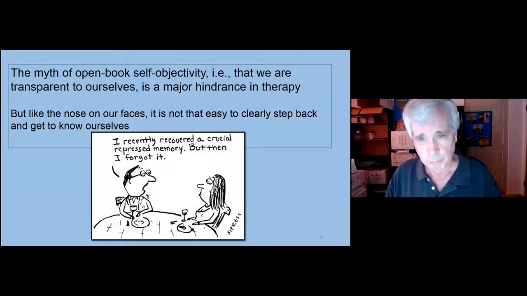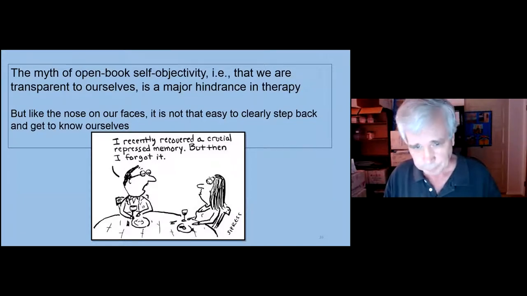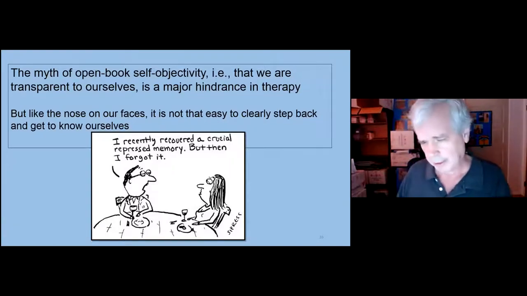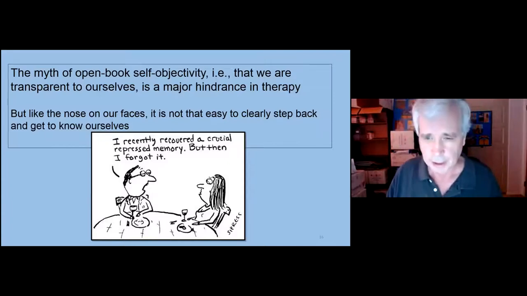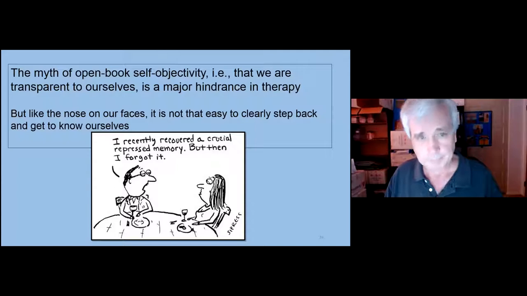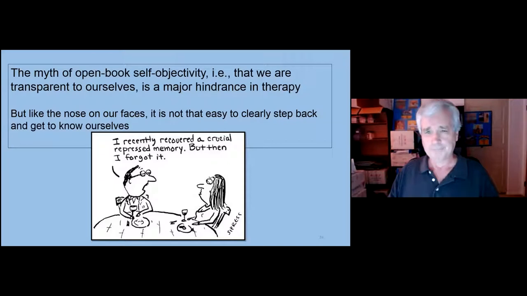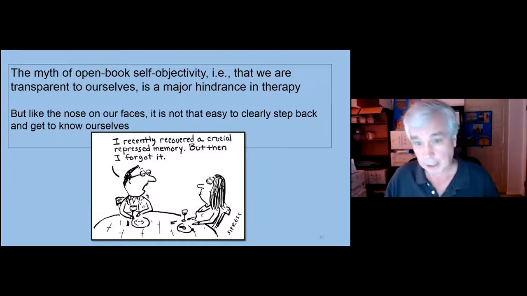The idea is we think of many reasons and excuses why we don't want to talk about certain things. But just like the nose on our faces, it's not that easy to clearly step back to get to know ourselves. So whether it's in a therapeutic session or an everyday session, these ideas apply. And we can perhaps talk about that a little bit later, this idea of self-objectivity. I think it calls for a type of humility, to admit that there are things going on inside of ourselves that we're not necessarily aware of, that people look at us differently, that they see things about us that perhaps we're not aware of.